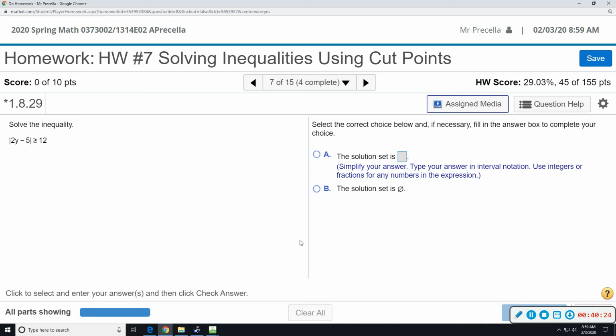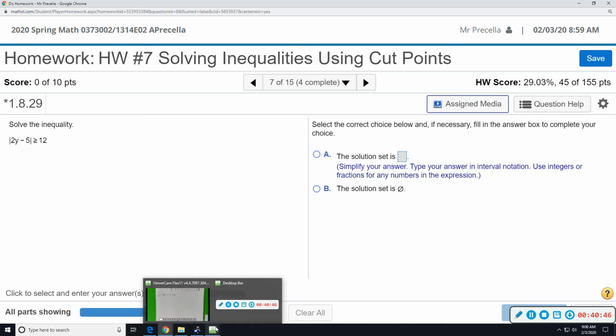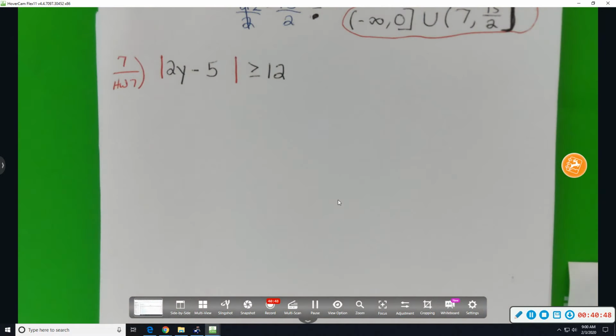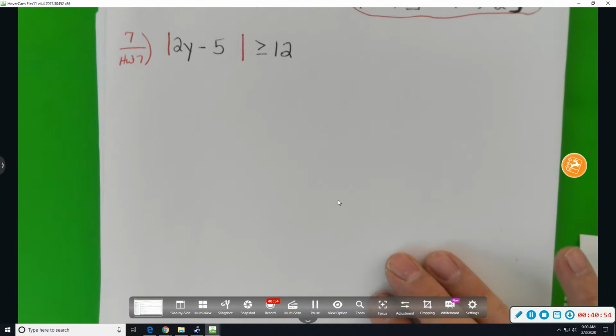of 2y minus 5 is greater than or equal to 12. Absolute value, that's not a 12y minus 51, by the way. Absolute value of 2y minus 5 is greater than or equal to 12. Well, put this up a little more.